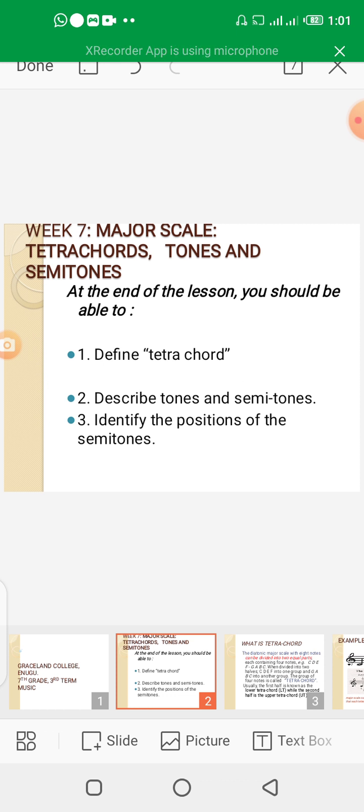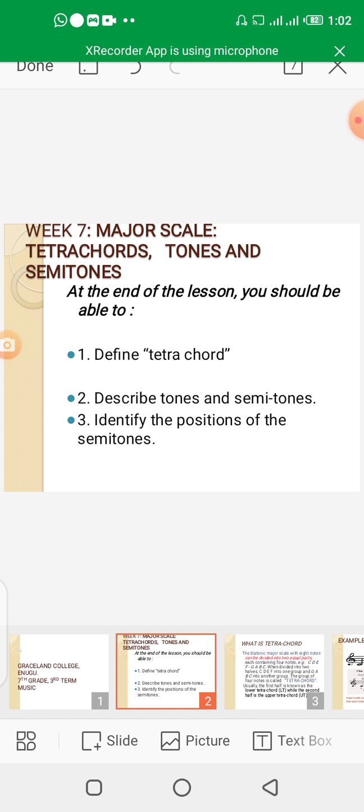We shall be treating major scales, tetrachords, tones, and semitones this week. I repeat, we shall be discussing major scales, tetrachords, tones, and semitones. Now, we all know what a major scale is, so we shall be knowing what a tetrachord is. I'm very sure most of us have also come through tones and semitones.